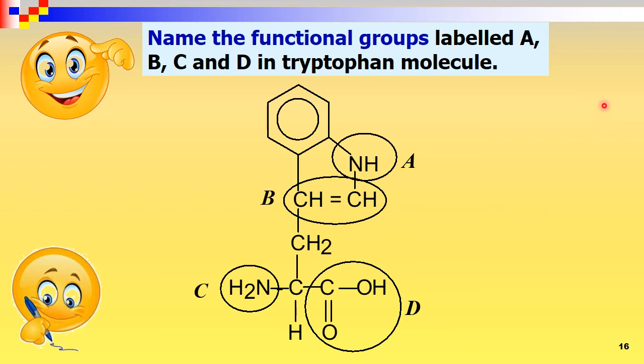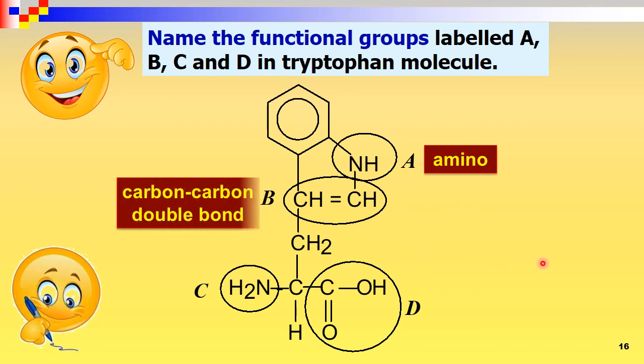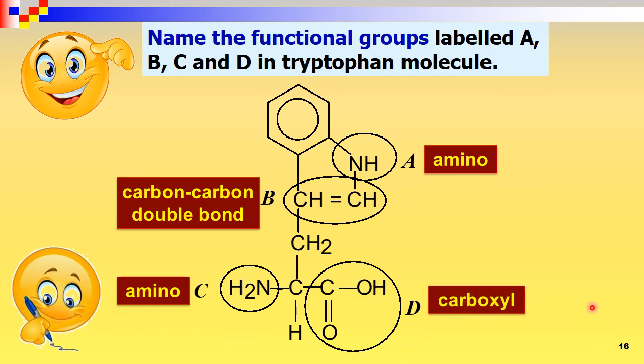Another question, name the functional groups labeled with alphabet A, B, C, D in tryptophan molecule. A is already circled here, it's an amino group. B is carbon-carbon double bond. C is also an amino group. D is carboxyl group.